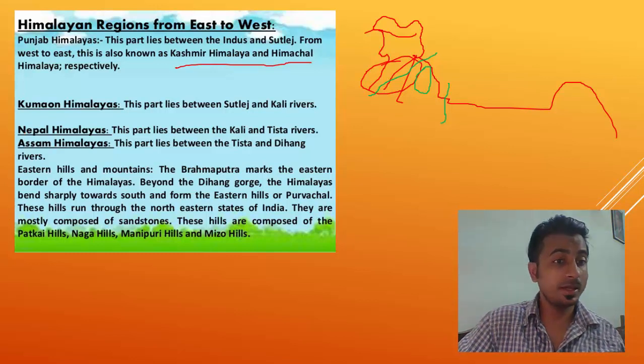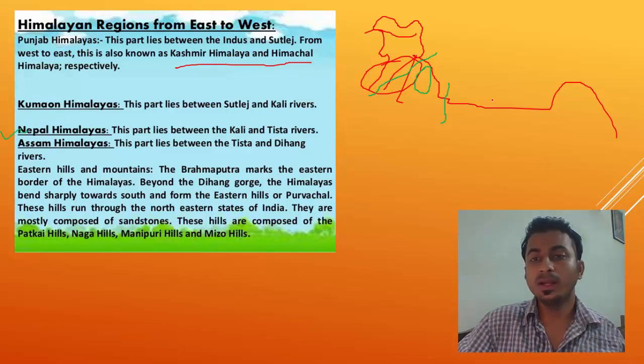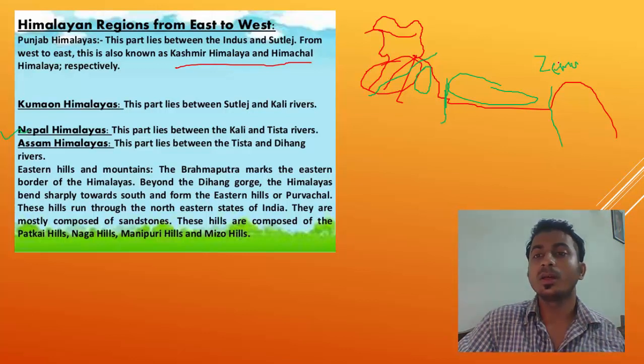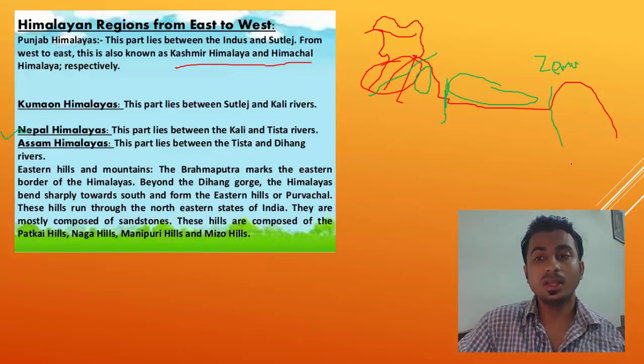Then we have got Nepal Himalayas. Nepal Himalayas are in Nepal, and they are between Kali, which is here, and Tista, a river in West Bengal. It comes from Sikkim, from Zemu Glacier. I told you there are glaciers in Himalayas, so this is one of the glaciers from which Tista River comes.